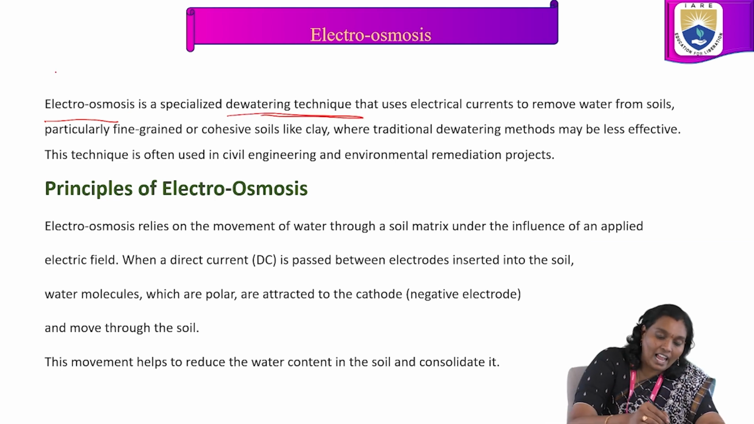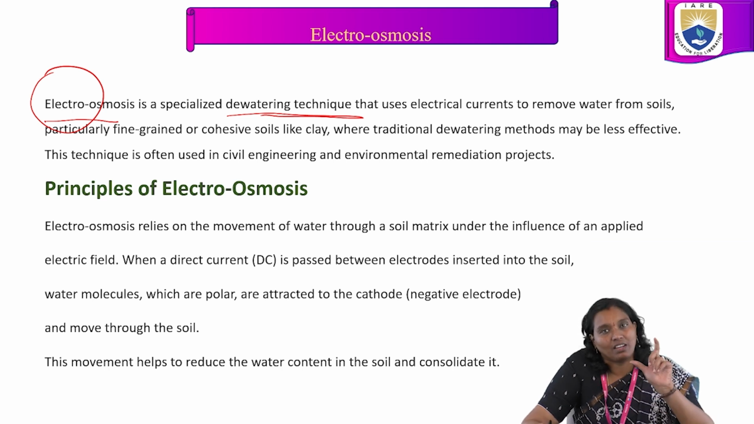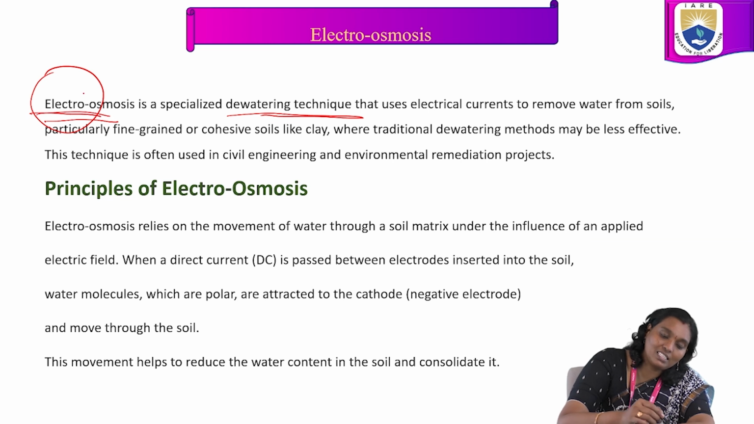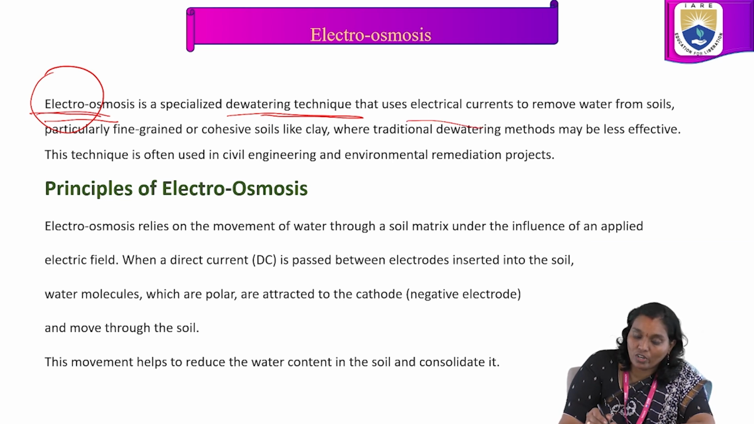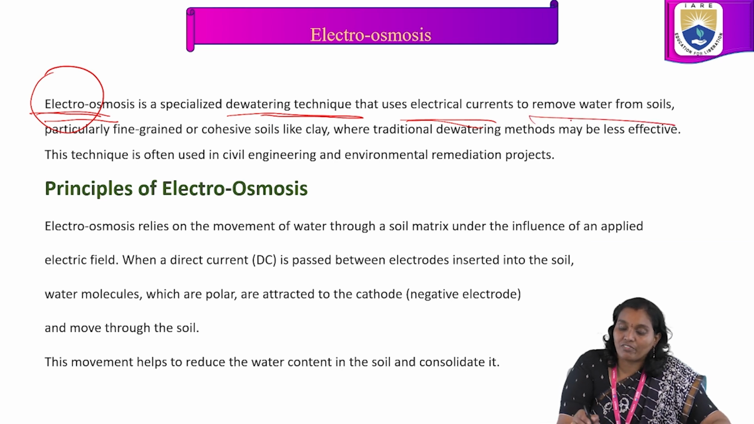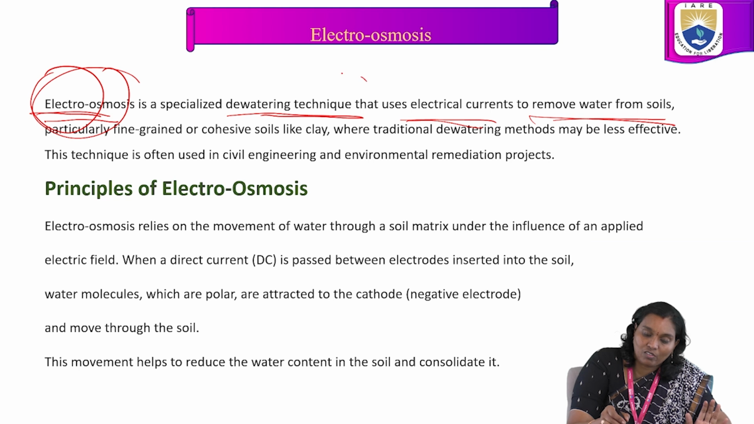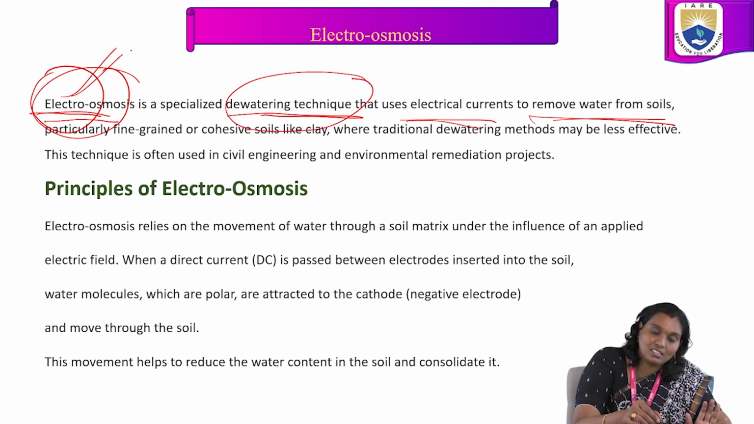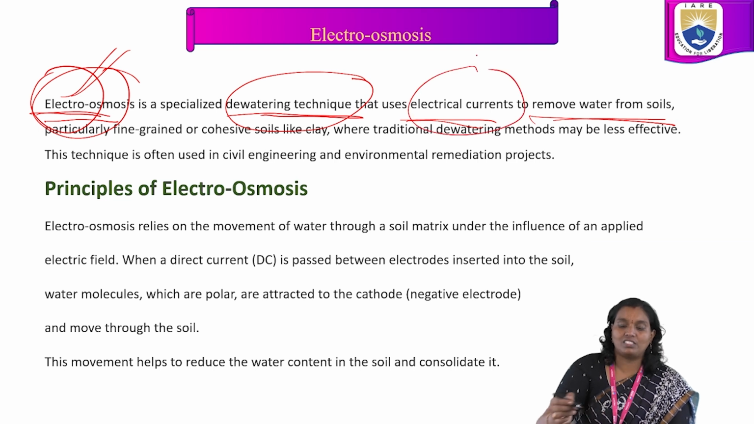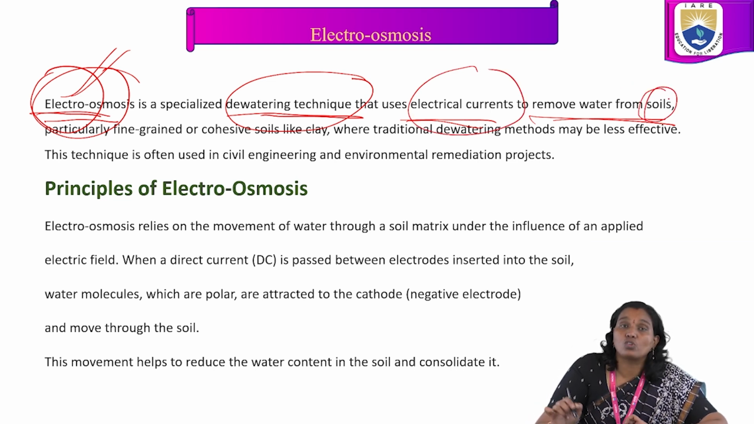In anything, the name itself tells us something. Here, electro tells us that we are going to use electrical current to remove water from the soils. So electroosmosis is the dewatering technique, where the electrical current removes water from the soils.